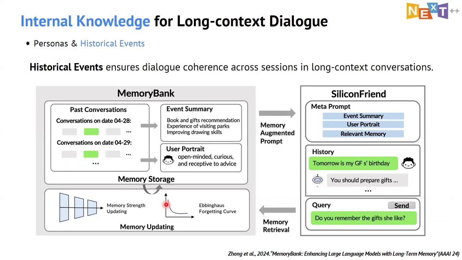And another type of internal knowledge can be the historical events, which can ensure dialogue coherence across sessions in long context conversation. For example, in this AAAI paper this year, the authors proposed a memory bank for improving the event memorization capabilities of LLMs. So we can see that with the past conversation, this framework will first summarize the events into a descriptive summary and also obtain some user traits from the past conversation. Then they will store this memory in the memory bank, and it will also be updated along with time and different sessions. After a new session comes in, it will retrieve a specific memory snippet from the memory bank, which can be useful for the current conversation and can be reminded from the previous event summary or also the user portrait.